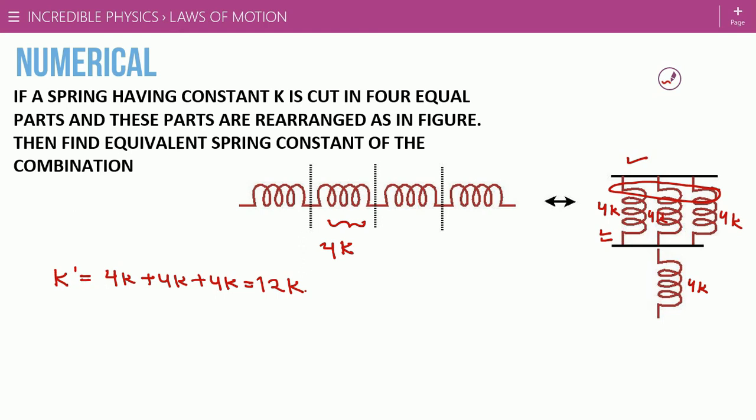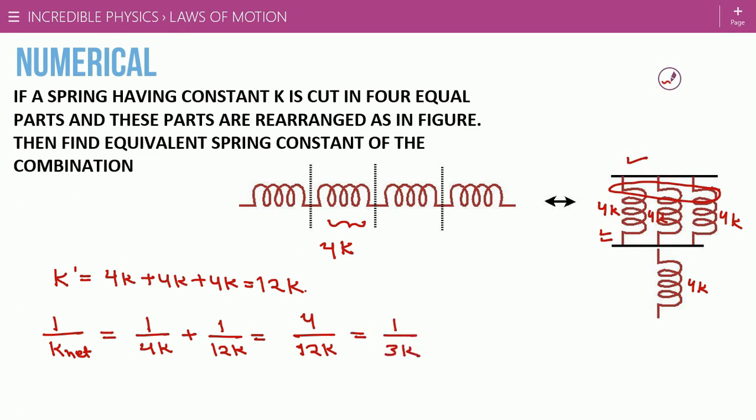Now this 12k is in series combination with 4k, and we assume that the net spring constant is k net, so we have to apply the formula of equivalent spring constant in series combination. So it is 1 over k net equals 1 over 4k plus 1 over 12k. After simplifying, it is 4 over 12k, or we can say it is 1 upon 3k. Hence k net equals 3 times k.